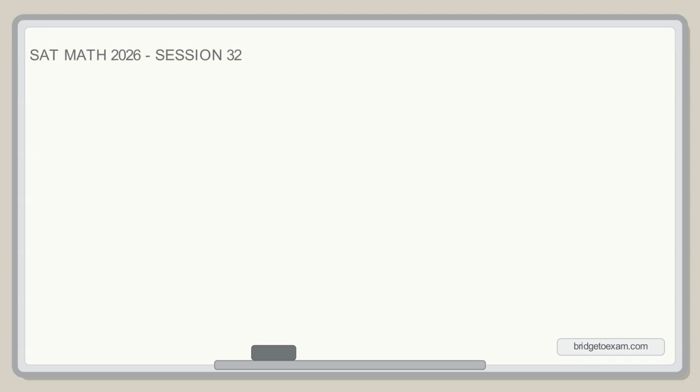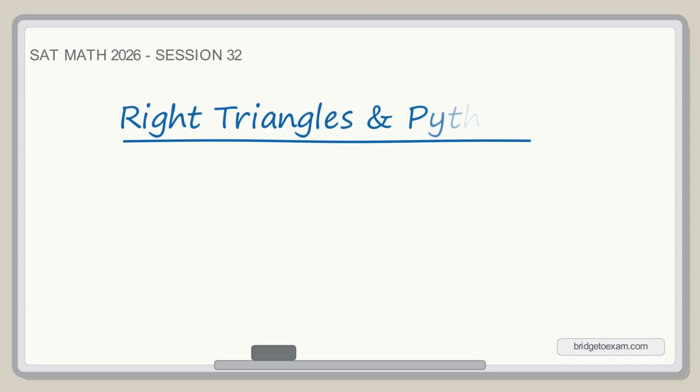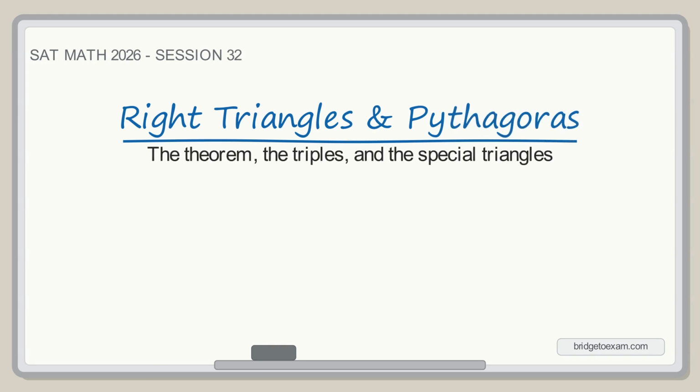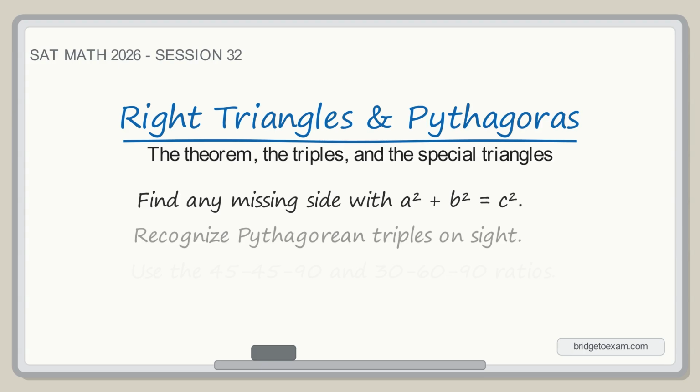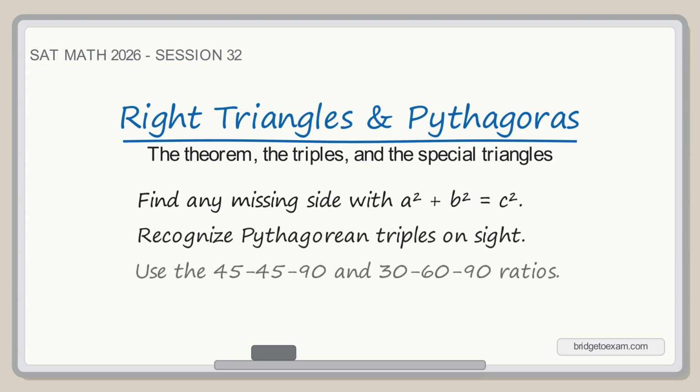Welcome to session 32. Today we focus on right triangles. They are the most useful shape on the whole SAT because they show up in geometry, in trigonometry, and even in algebra word problems. By the end of this lesson, you will find any missing side with the Pythagorean theorem, recognize the common triples instantly, and use the two special triangle ratios with confidence.